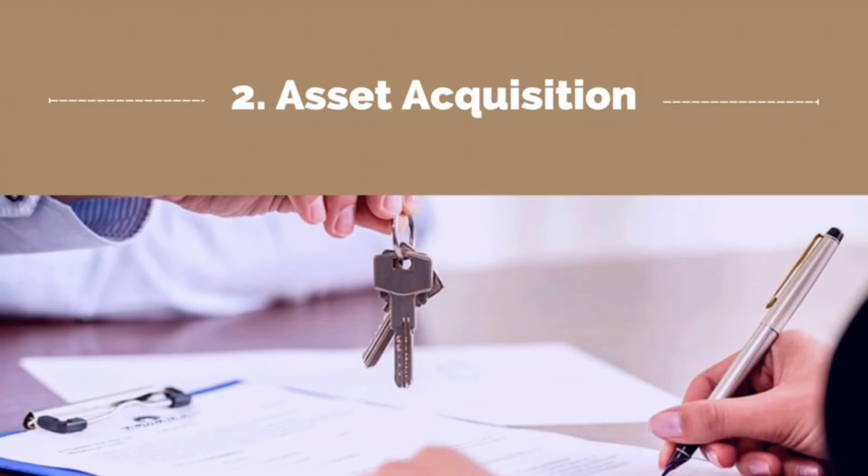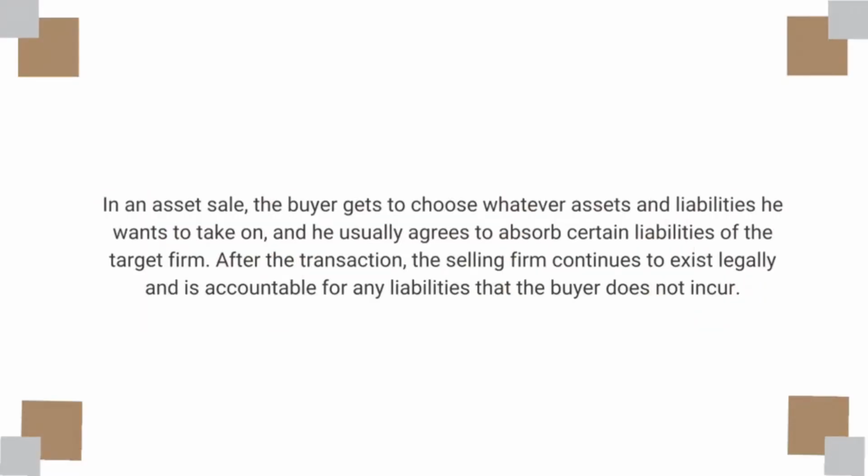2. Asset acquisition. In an asset sale, the buyer gets to choose whatever assets and liabilities he wants to take on, and he usually agrees to absorb certain liabilities of the target firm. After the transaction, the selling firm continues to exist legally and is accountable for any liabilities that the buyer does not incur.